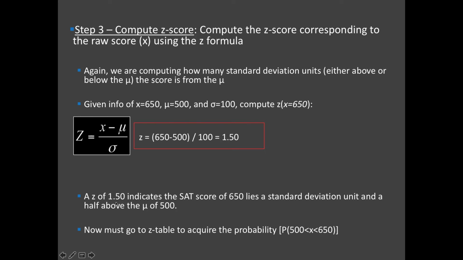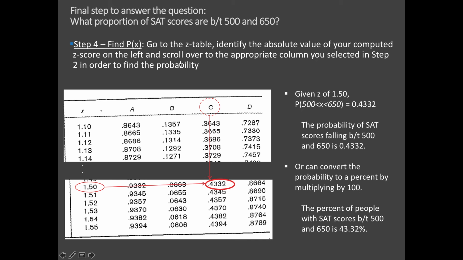So a Z of 1.5 means that there's 1.5 standard deviation units between the mean of the population and this number. So now we're going to go back to that Z table to find the probability that it's between there. So we go back to this table, and you look down this left column here to find 1.50. I know it's cut off in this picture, but that's so I don't have to flip back and forth.